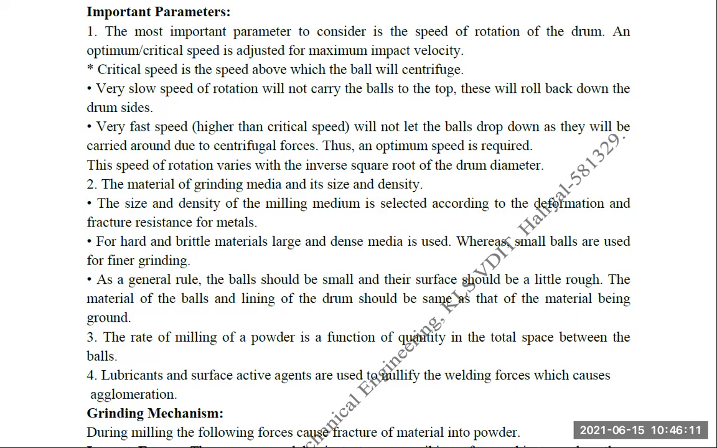The speed of rotation varies with the inverse square root of the drum diameter. So speed is inversely proportional to the square root of the drum diameter. That is what we generally consider. If the drum diameter is different and the speed is kept the same, then you cannot get the actual amount of powder. So that is one consideration.